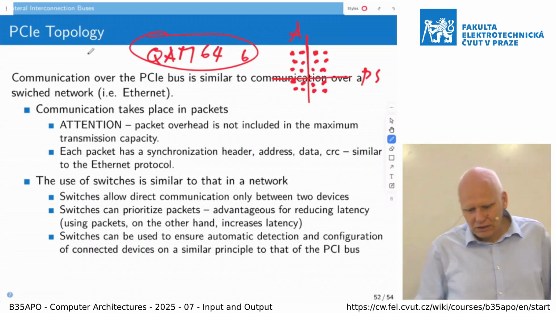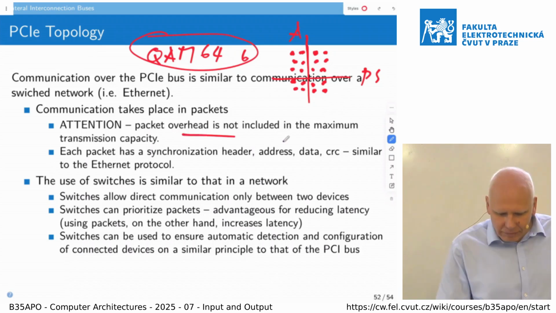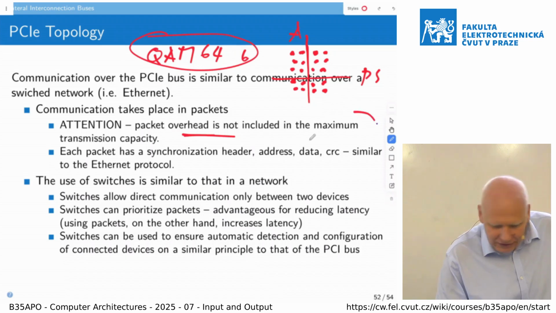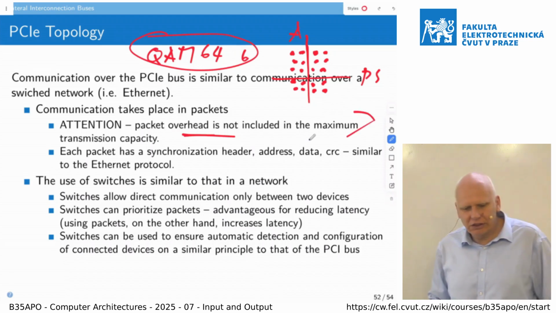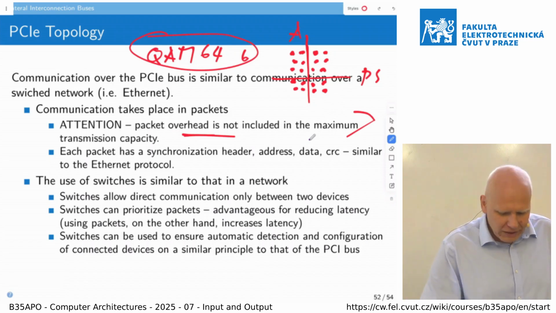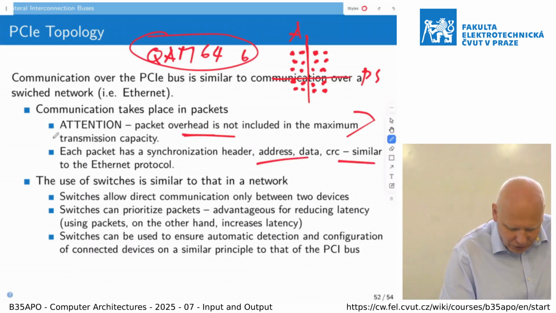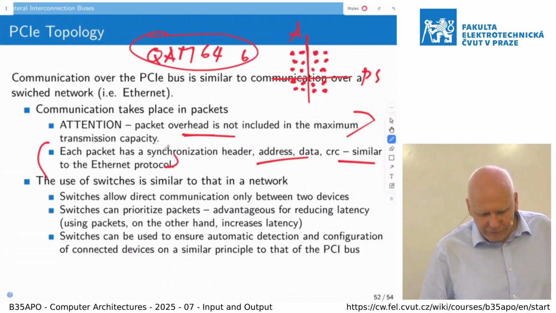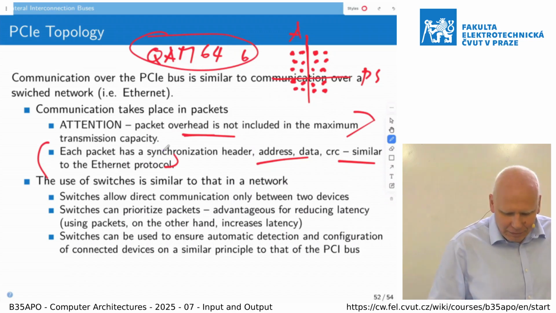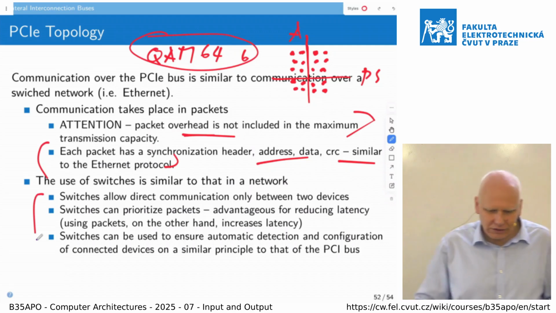Packet overhead is not included in that maximum transmission capacity or bandwidth. So you need to compute with something like 20% less for the headers, addresses, CRC and so on, as in the Ethernet packet protocol. You have latencies with startup and so on. Switches are similar to network switches, so it is a switch network.